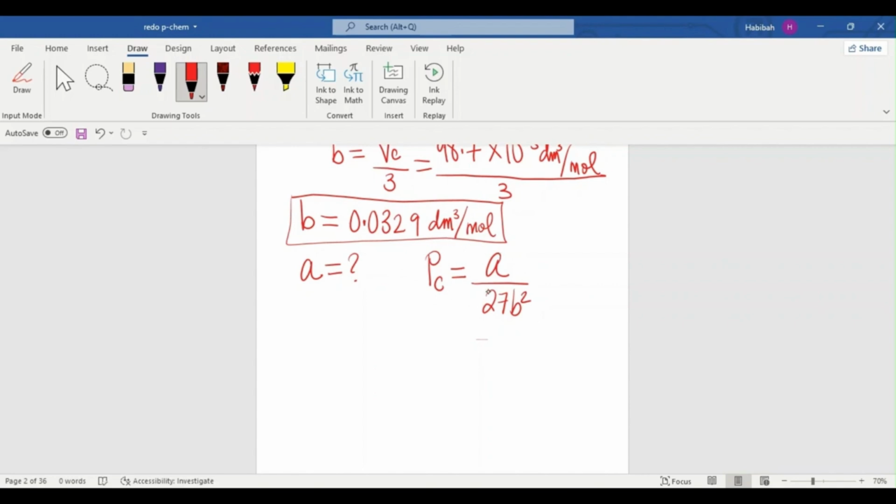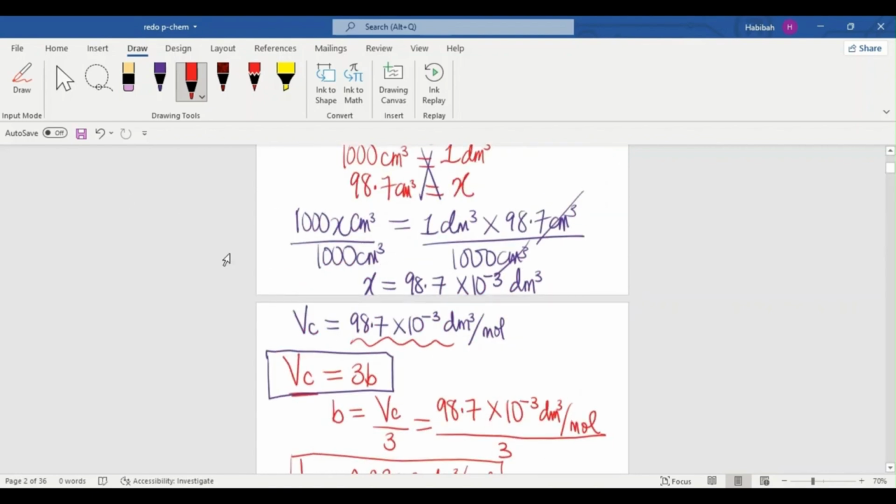So this is the formula we're going to use. PC is equal to A divided by 27B squared. Don't forget we have the PC value. We're given that in the question. We have the B value. We've solved for that. Now all we have to do is find the A value. So we're going to substitute the values we have to determine the unknown value A.